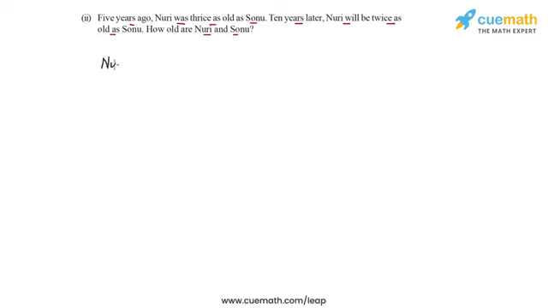So let's assume variables for them. Let's say that Noori's age today is n years, n for Noori, and let's assume that Sonu's age today is s years, s for Sonu. Okay, now we are given two pieces of information, and using those we have to set up a pair of linear equations in n and s.